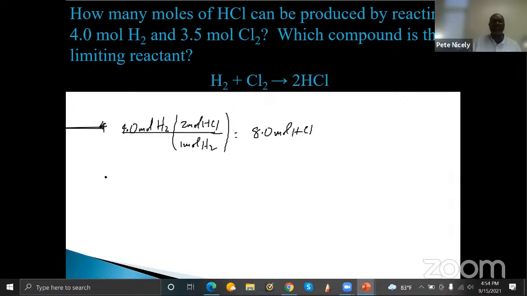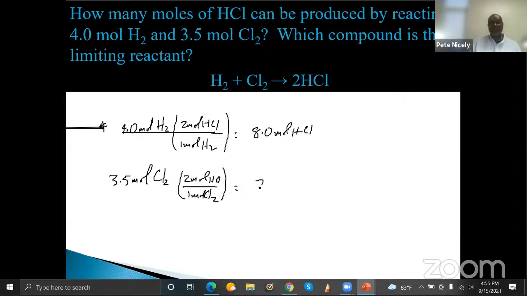And then I would do the same thing, but this time starting with 3.5 moles of Cl2. In this case, I would convert the moles of Cl2 to the moles of HCl by the mole ratio, 2 moles of HCl over 1 mole of Cl2.